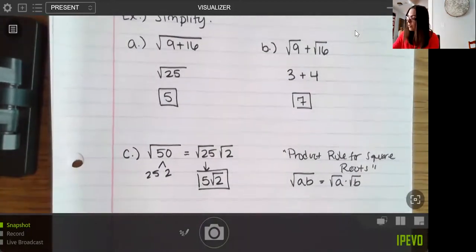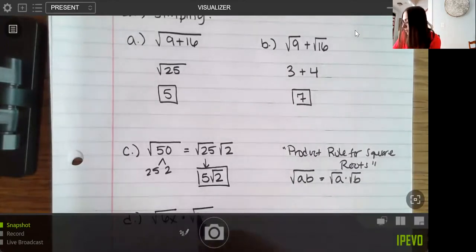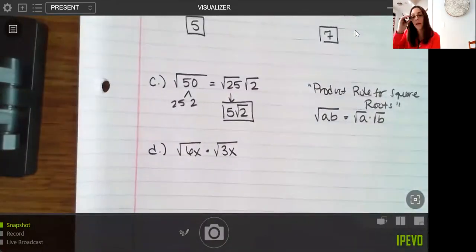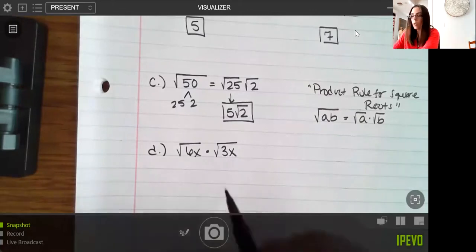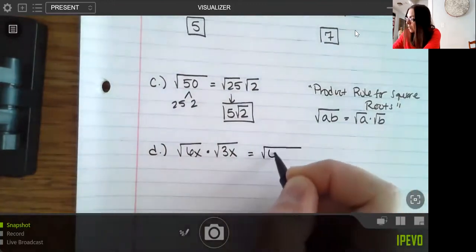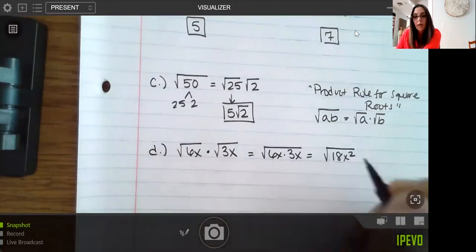Let's do another example with the product rule. Here I have the square root of 6x times the square root of 3x. If I had something obvious to simplify, I'd do that first. If the square root of 6 or the square root of 3 was a nice even answer, I would go ahead and do that, but they're not, so I don't have any perfect squares here. So we're just going to multiply these through. I'll combine these under one radical and see if that helps. When I do that, I get 18, and then x squared.